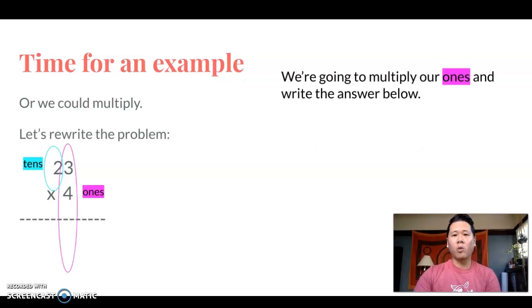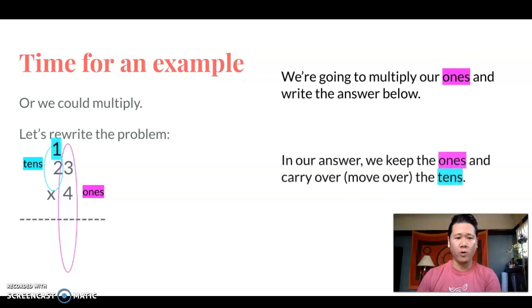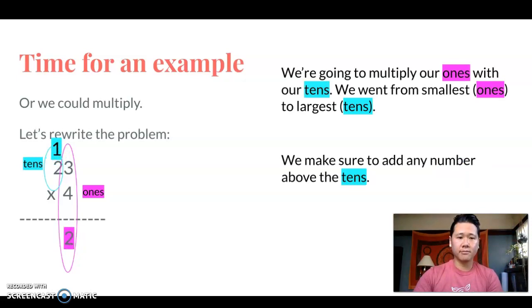We're going to multiply our 1s and write the answer right below it. So we're aligning, meaning we're lining up where our 1s go. So in this case, 3 times 4 is 12. And we're going to keep our 1s where they should be and move over the 10s. So here is 3 times 4 equals 12. And we're going to write our 2 in the 1s place under where the 1s are. And our 1, we're going to carry it over.